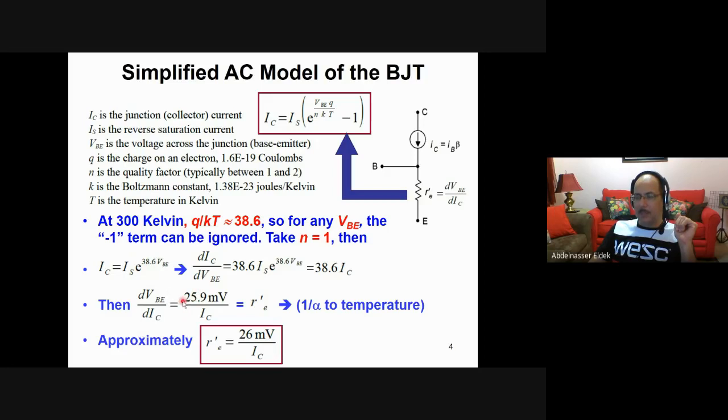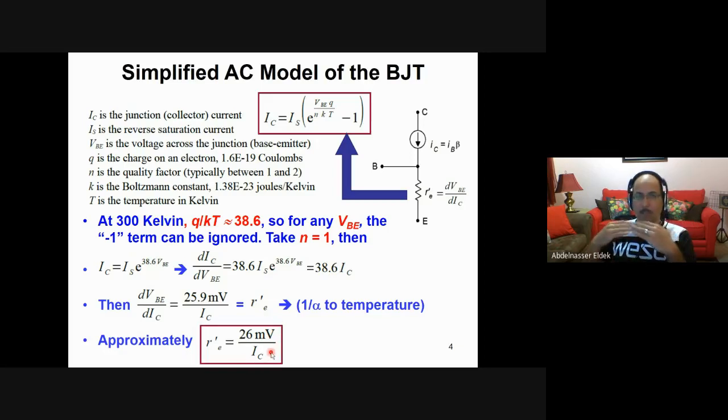Okay, so this is the answer. 1000 over 38.6 will be in millivolt, 25.9 millivolt. Or we can simply say this is 26. So this will be RE prime. RE prime equals 26 millivolt over IC.